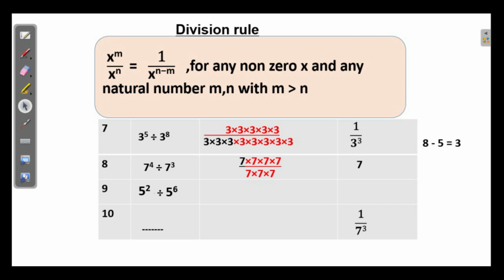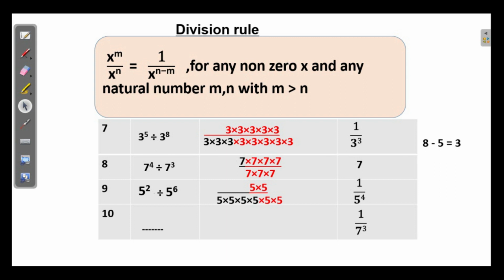Then 5 square divided by 5 raised to 6 is equal to this rule: x raised to m by x raised to n is equal to 1 by x raised to n minus m. So we can easily write 1 by 5 raised to 6 minus 2, that is 4. 1 by 5 raised to 4. How it comes that we can write it in the middle column.